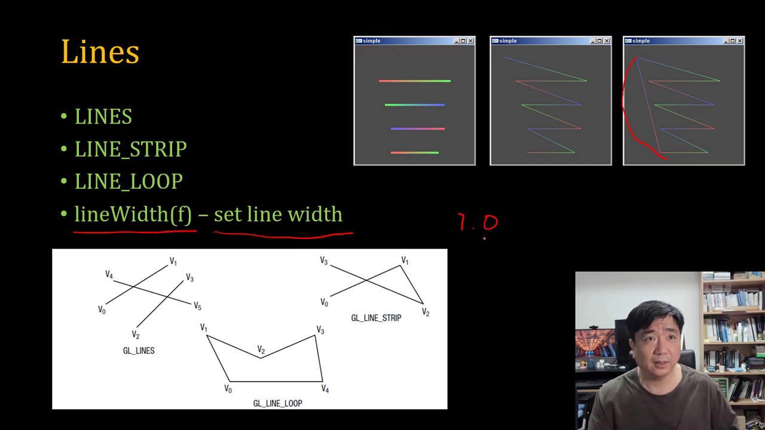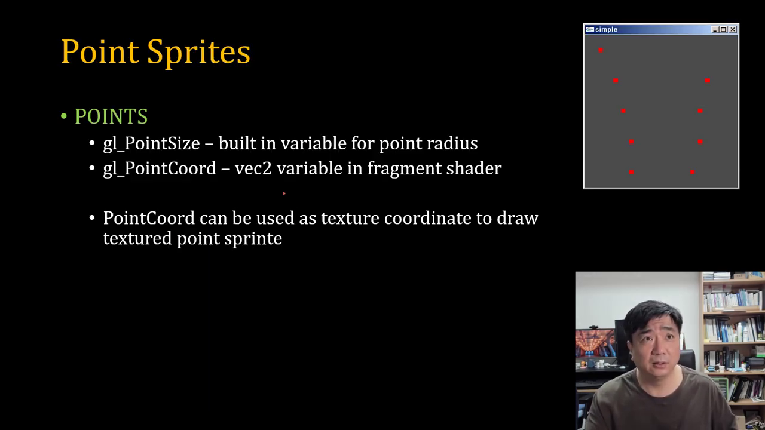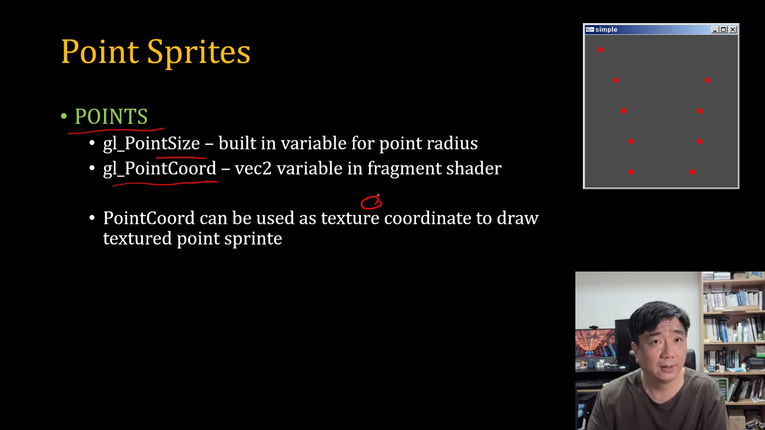Okay, and then point sprite. In the case of points, we can set the point coordinate, a point with different sizes. And sometimes we can use GL point coordinate with the texture coordinate. So it is very useful for drawing some kind of texture point, an image point, with a point sprite. Okay, I will explain it later in texture.